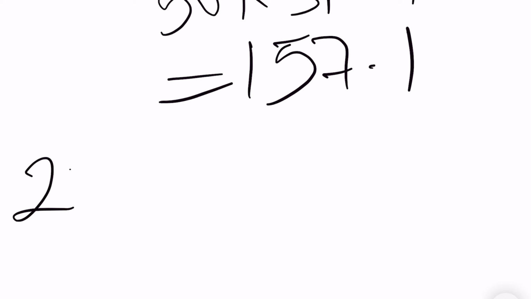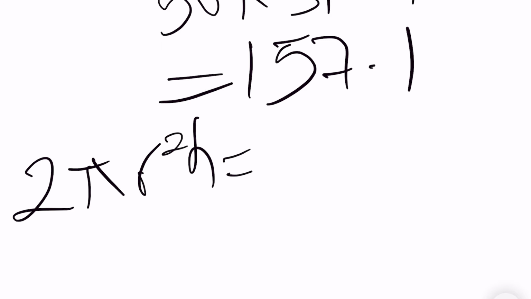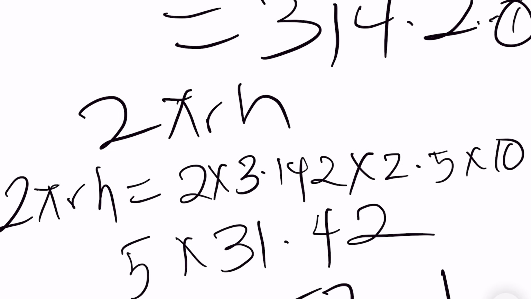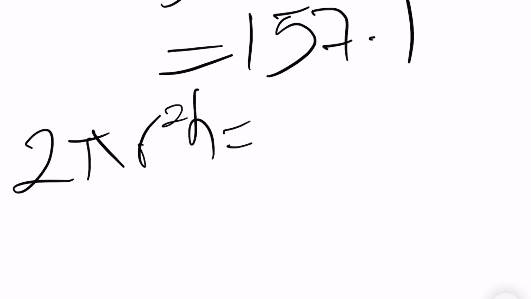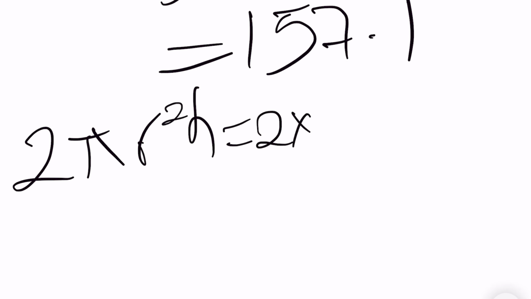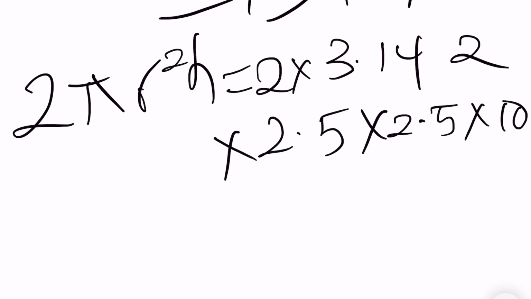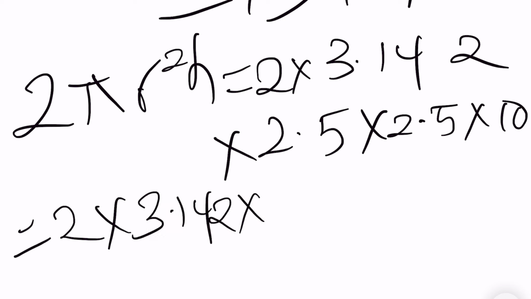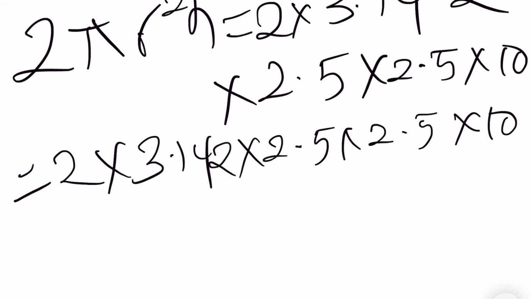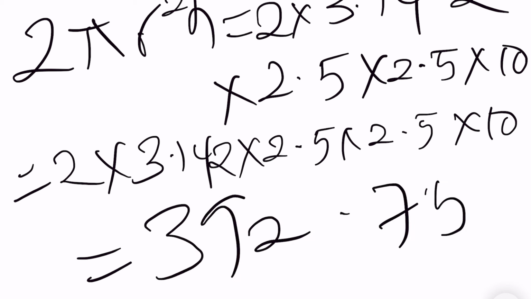Now the last part, which is 2 pi r squared. We have it to be 2 times 3.142 times 2.5 times 2.5 times 10. And when we solve this using our calculator, we have this to be 392.75. Now we have to add and then subtract.